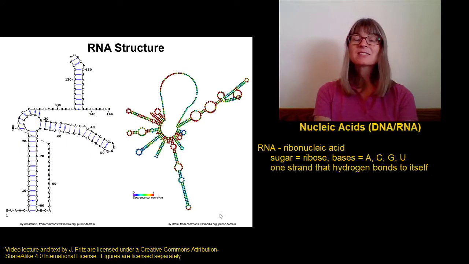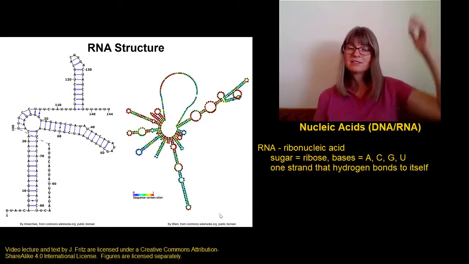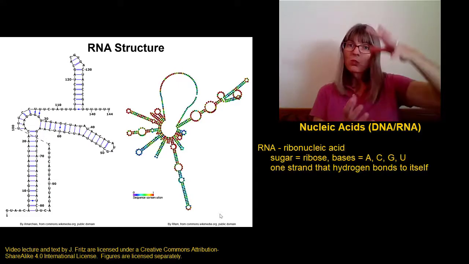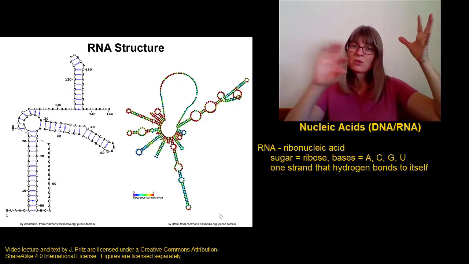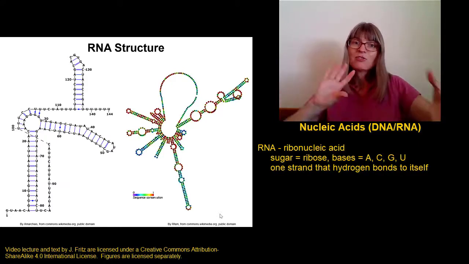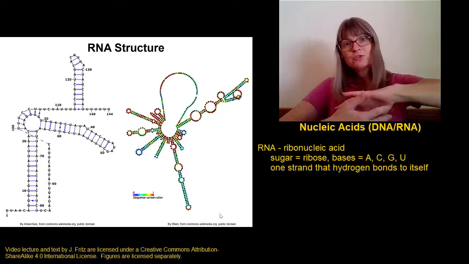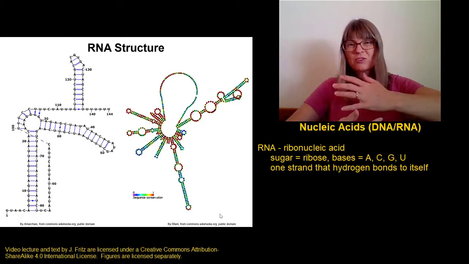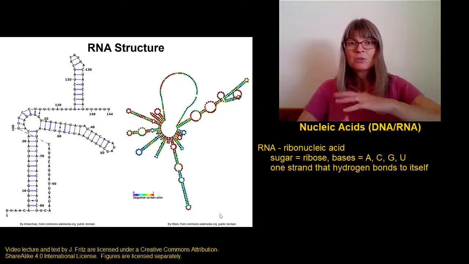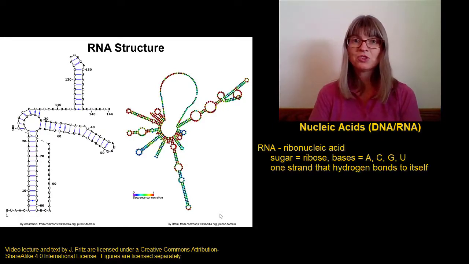RNA is made of a single strand of nucleotides. We only have one strand of nucleotides instead of two. But this one strand of nucleotides that has all those bases sticking out to the side folds around and forms hydrogen bonds to itself, sort of like a polypeptide does, in order to form complicated three-dimensional shapes.